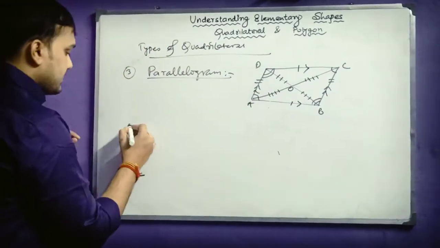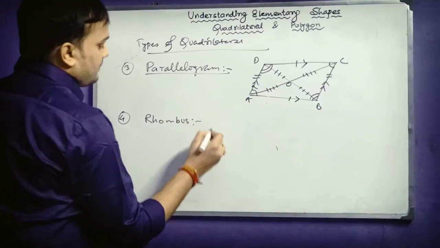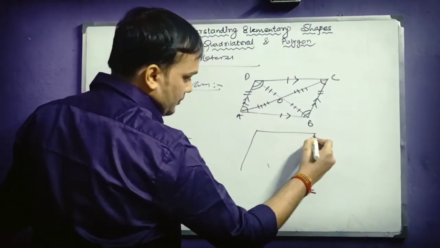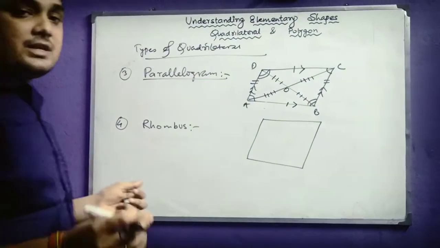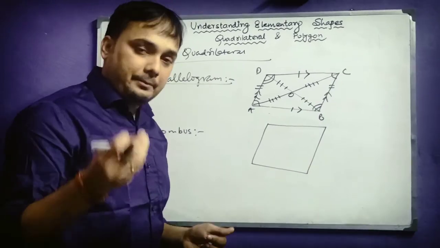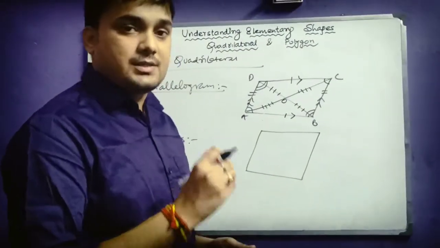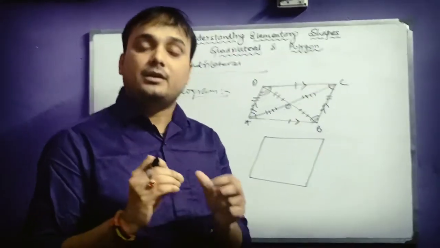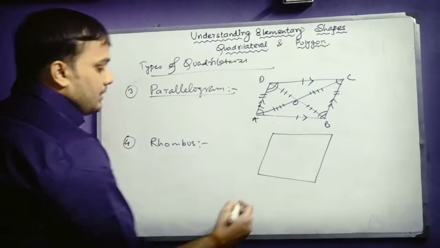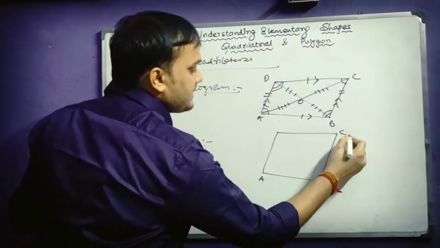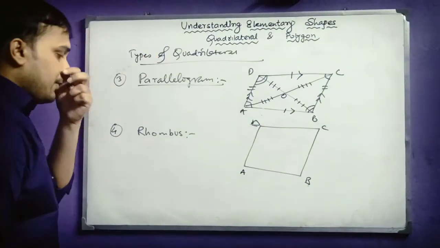Next is rhombus. A general rhombus looks like this. Okay, definitely students, use a scale and pencil whenever you are required to draw these figures, because these are geometrical figures, so they should be appropriate. So scale and pencil should be used. Okay, so let us give the name ABCD. Okay, so what are the properties of a rhombus?